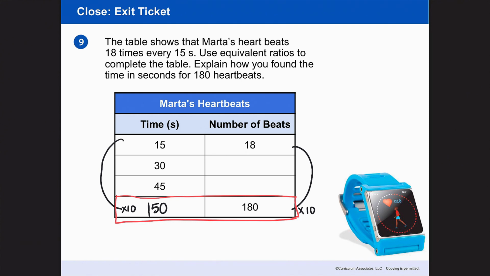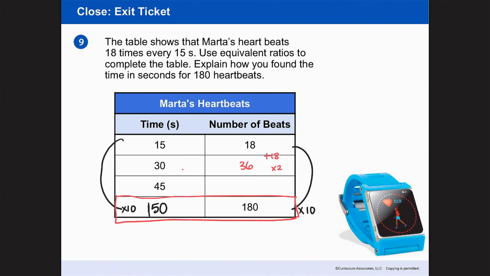Now, looking at the rest of them to figure them out, I know that going from 15 to 30, I'm going up by 15, right? Or I'm multiplying by 2. That means I'm going to do 18 times 2, which is 36, because I would either add 18 or multiply 18 times 2.